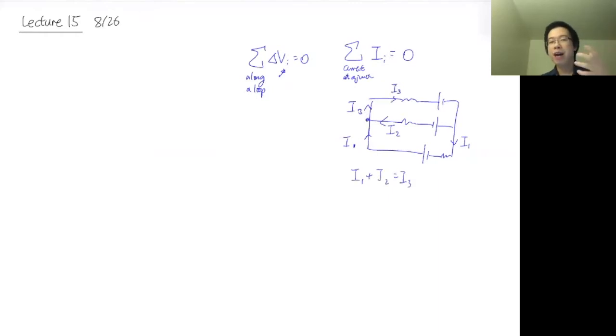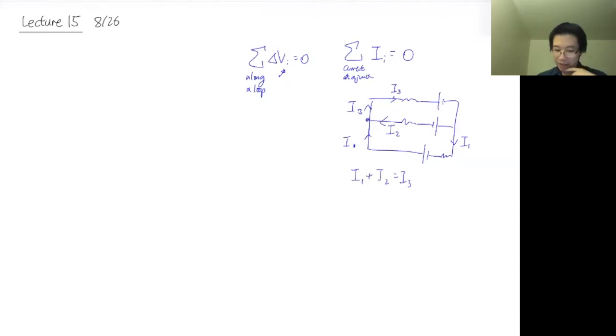So I wouldn't memorize directly that the junction rule is always I1 equals I2 plus I3, or whatever it's listed as. It's basically learning how to label your diagrams and then using the correct labeling to write down that relationship. Does that answer your question? Okay, good. Yes, that's a yes from the chat.